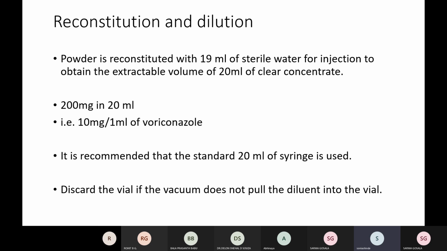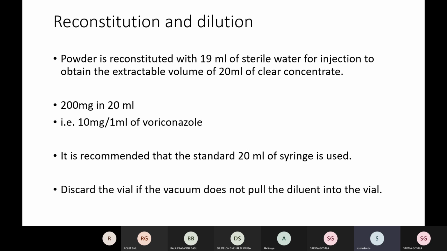Coming to reconstitution and dilution of IV formulation, this is the most important part and we should be very attentive to this, especially the nursing staff who are diluting and reconstituting the fluid, because of certain levels we have to achieve in this case. The powder is reconstituted with 19 ml of sterile water for injection to obtain an extractable volume of 20 ml of clear concentrate. So each vial will contain 200 mg voriconazole in powder form.